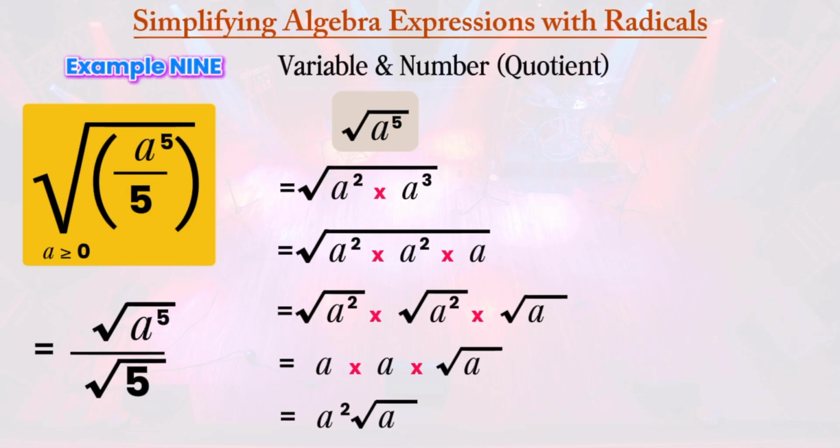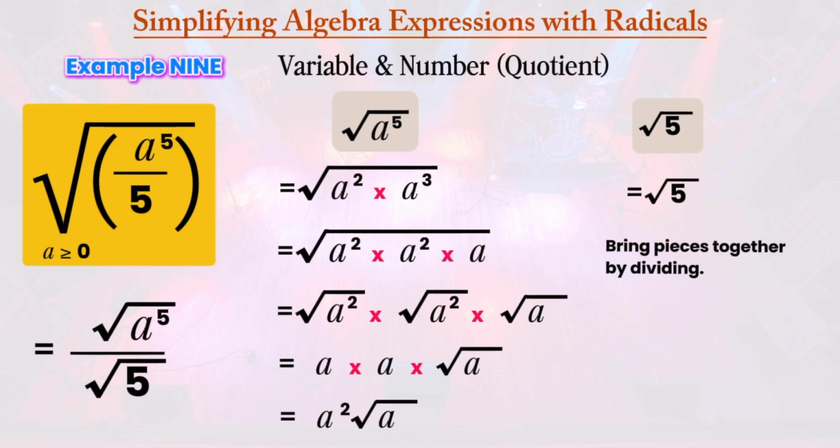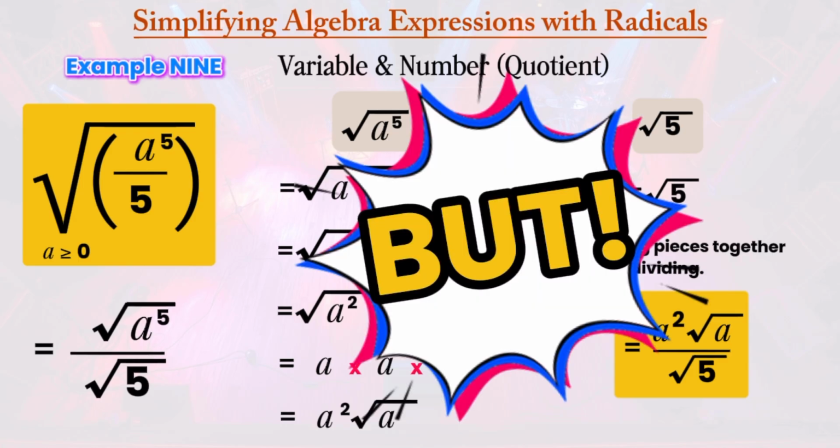Now that the numerator is complete, onto the denominator, which is the square root of 5. Since the number 5 does not have any factors that are a perfect square, we don't do anything to it. The square root of 5 remains as it is. Now, we bring the pieces together to get a squared times the square root of a over the square root of 5. We're done, but the denominator is a radical.